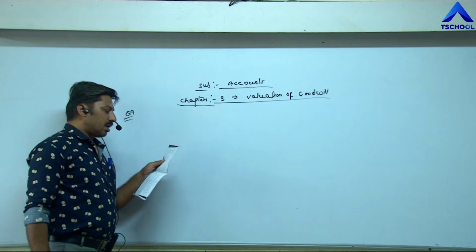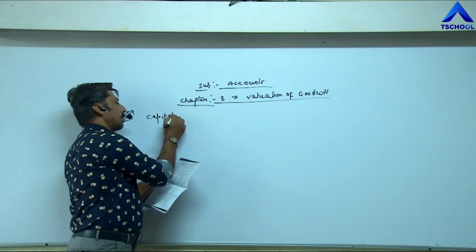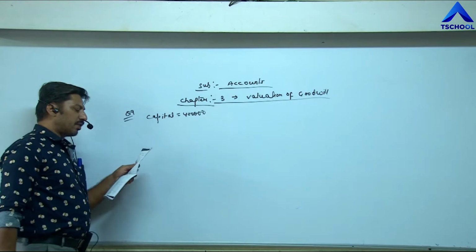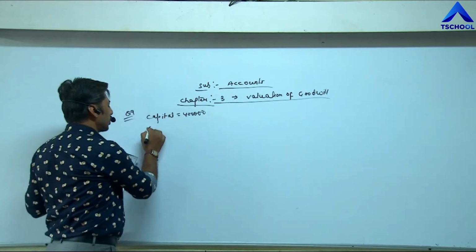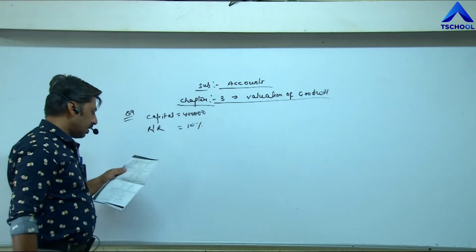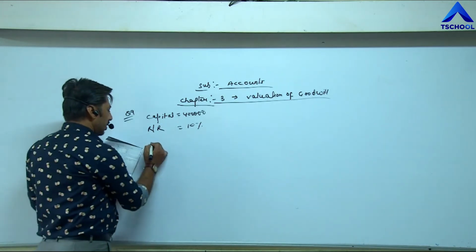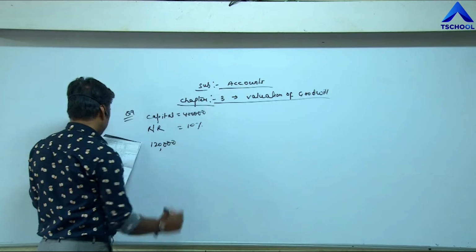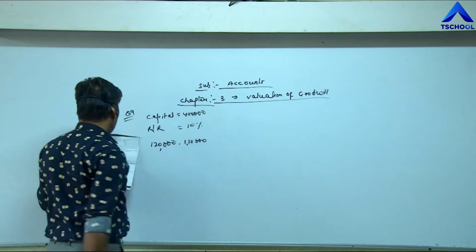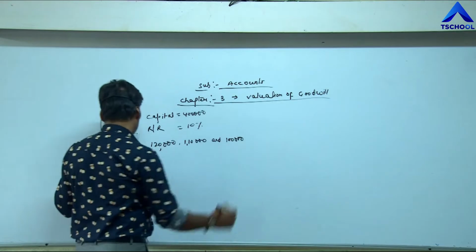Capital of Meena and Manju's firm is 4 lakh. So capital employed is given. Capital is equal to 4 lakh. Then expected rate of return is 10%. So rate of return is also given. Rate of return 10%. Last 3 years profit are 1,20,000, then 1,10,000, and 1 lakh rupees.